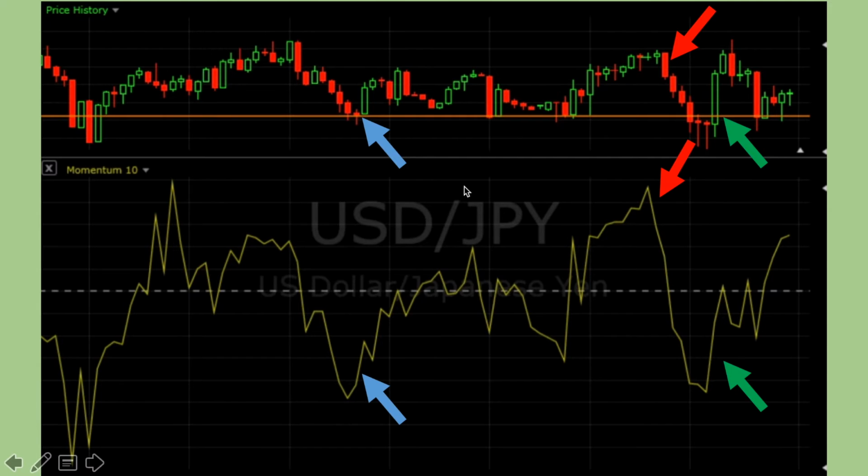So going back to these blue arrows, prior to this first blue arrow up here, there had been a lot of red candles. So if we look down here on the momentum reader, the momentum had been significantly below this dotted horizontal line. And what that means is the momentum had been bearish for a long time. And so when we start to see a peak form, right, where this bottom blue arrow is, where the market suddenly turns, then if you combine this with a strong candlestick pattern, you can expect that the market will continue to rise.